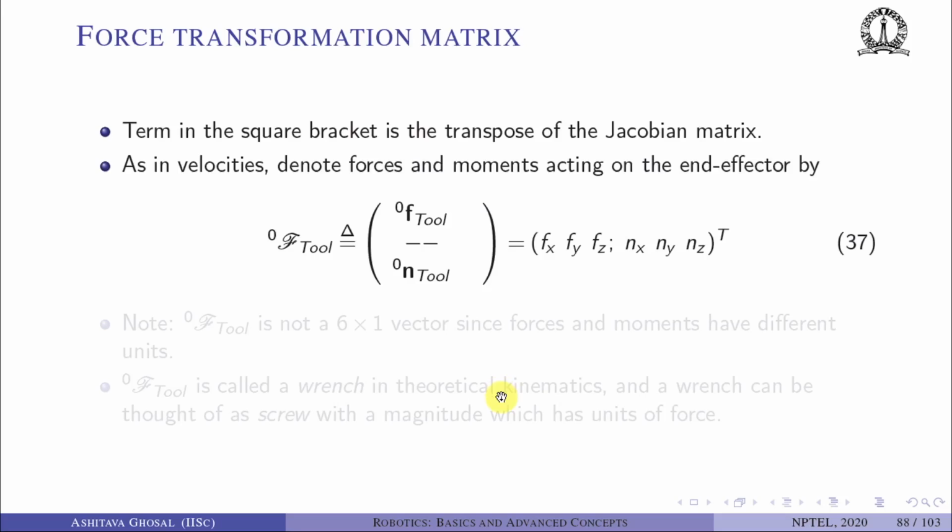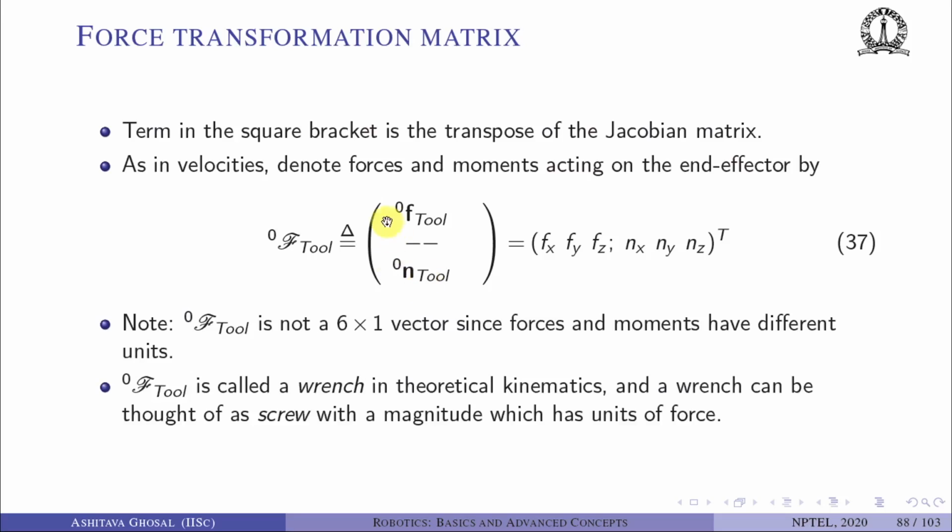Okay. So as in velocities, we can denote forces and moment acting on the end effector by a 6x1 entity, not really a vector. The top 3 is the force acting at the end effector, and the bottom 3 are the 3 components of the moment which are acting at the end effector. So basically fx, fy, fz, nx, ny, nz. This is not really a vector because the force and moment have different units. What is force? Newton. What is moment? Newton meter. So they have different units.